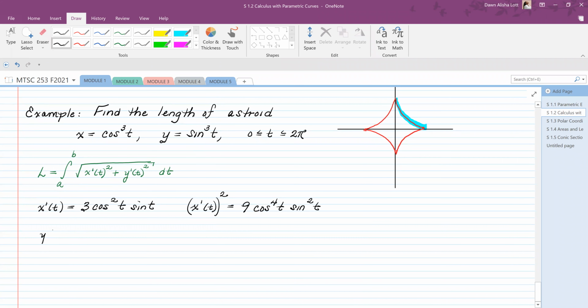Now I'm going to find y prime of t. And that's going to be 3 times, and I have a negative missing. Negative sine t. Okay, there we go. So 3 times the sine squared of t, and the derivative is the cosine of t. And when I square that, I get y prime of t, quantity squared. It's going to give me 9 times the sine to the 4th of t times the cosine squared of t.